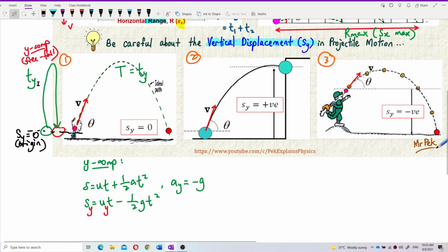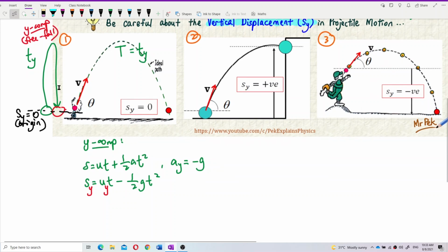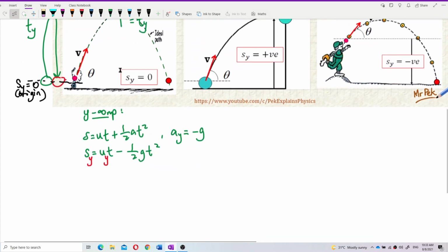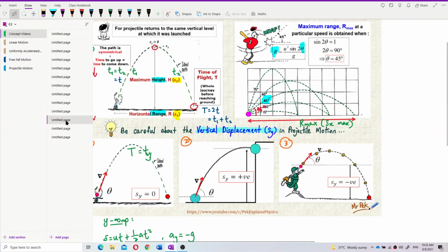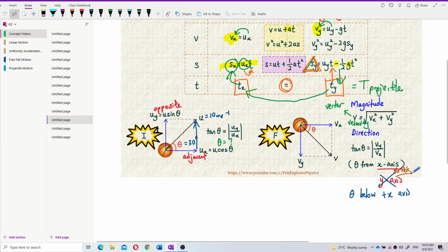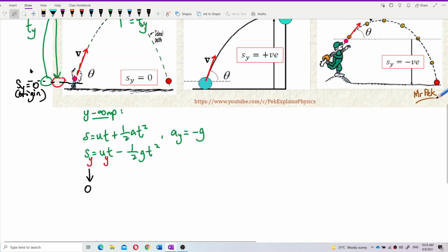So how to find the time of the free fall? We substitute the y displacement sy equal to 0, because the ball returned to the origin, the same level. Then we substitute the value of uy. Last time you also learned about uy. How to find uy? uy equals u sine theta. Substitute u sine theta, and then negative half g t squared.